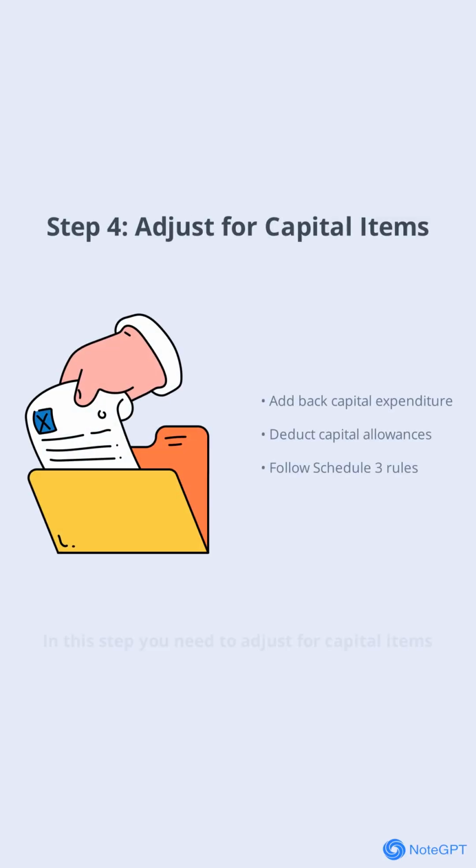In this step, you need to adjust for capital items. Add back any capital expenditure, such as the purchase of plant, machinery, or motor vehicles, because these are not deductible. Then deduct capital allowances as allowed under Schedule 3 of the ITA 1967. This ensures that only the appropriate portion of capital costs is recognized for tax purposes each year.